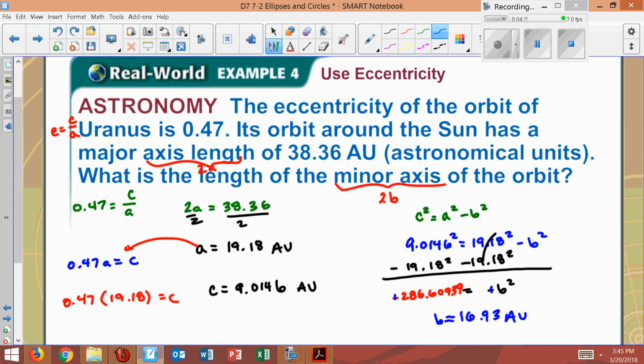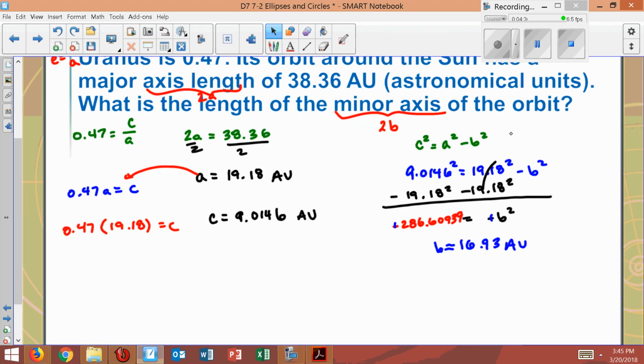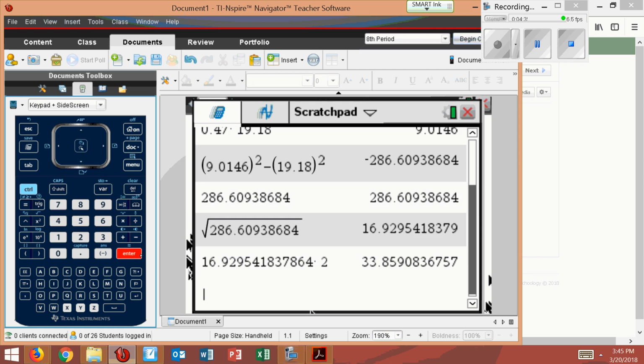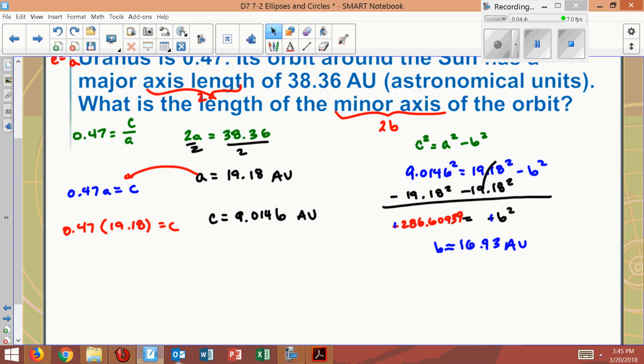This is astronomical units. So what is the length of the minor axis? It would be 2 times that. So the last thing I need to do here is I multiply by 2. And I get 33.86, I'm sorry. So the minor axis is equal to 33.86 astronomical units.